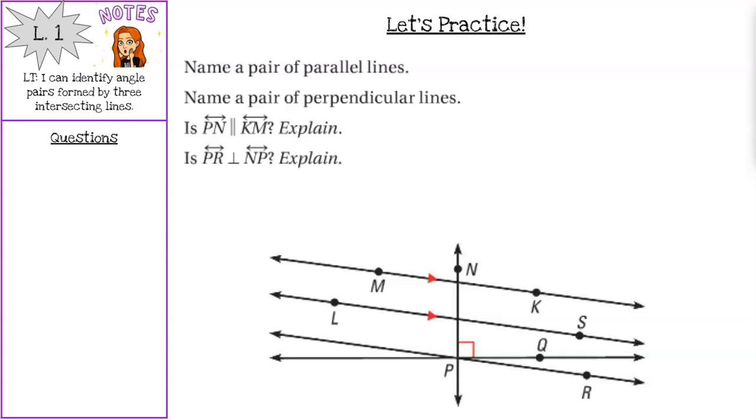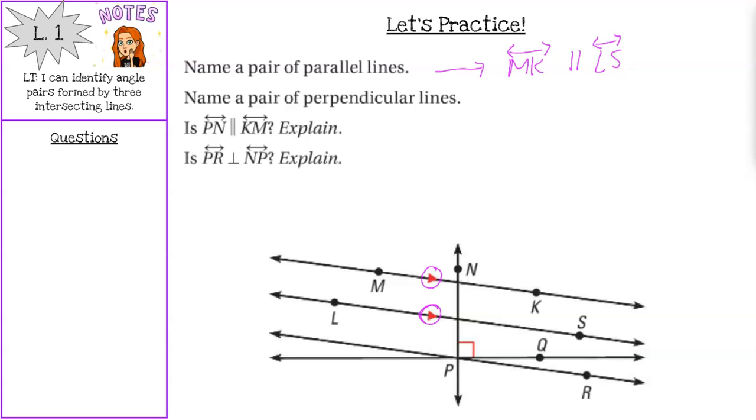More practice on this. Name a pair of parallel lines. In a diagram, the way we notate parallel lines is with arrows that point in the same direction. So we know by those arrows that line MK is parallel to line LS. So that would be a pair of parallel lines.